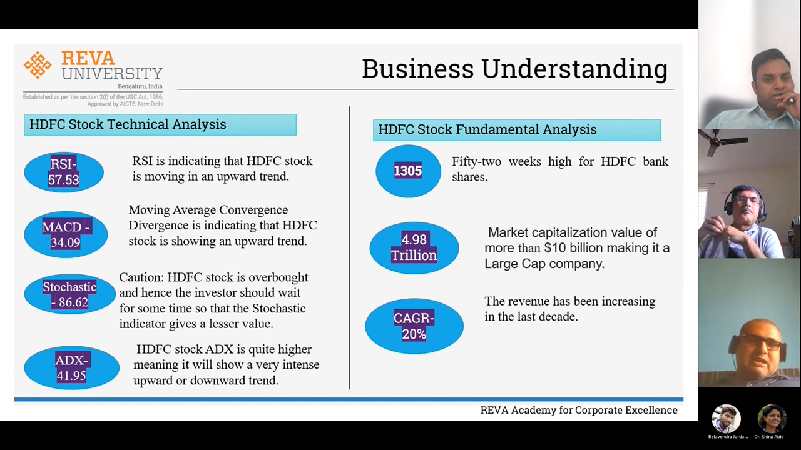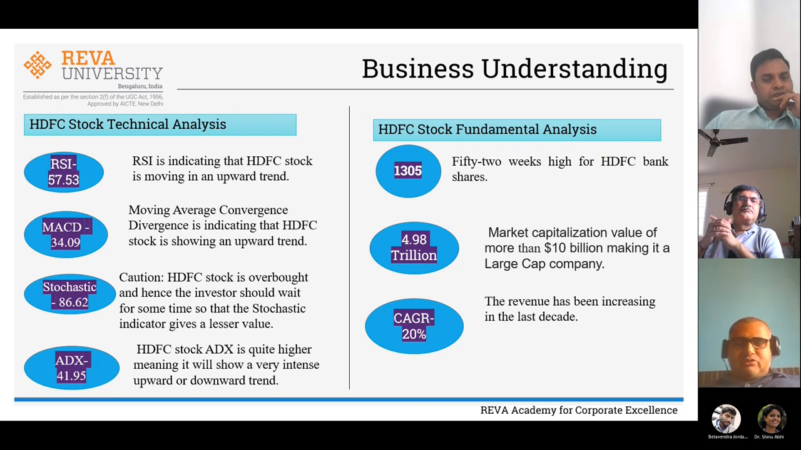So overbought means, obviously, this is actually quite a healthy trend, because most of the customers, most of the clients are interested in this. But this is also a kind of caution, where we are saying that we should wait for some time before giving it again a buy call. But still, it's very positive feedback, because most people are interested in this stock.